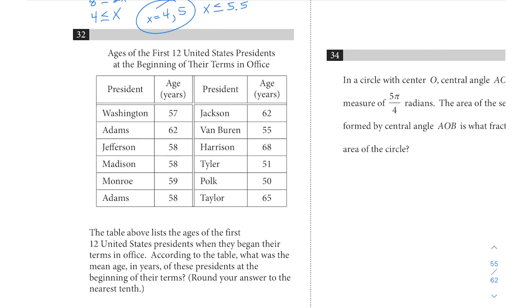And we have a table of values here for president ages for the first 12 presidents of the United States. It says in the question, the table above lists the ages of the first 12 United States presidents when they began their terms in office. According to the table, what was the mean age of these presidents? Here, when they say mean, that just means average. To find the average, you're going to take the sum of terms divided by the number of terms.